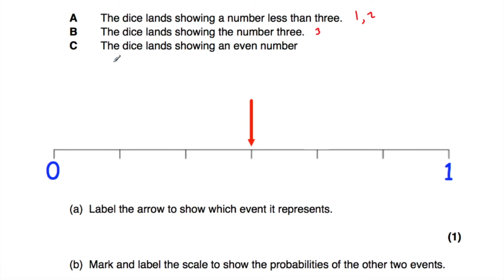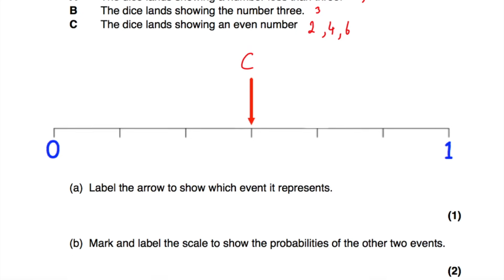And event C. Event C says the dice lands showing an even number. Well, there's a 2, a 4 and a 6. And that's 3 of the possible outcomes. 3 of the 6 of them. So that'd be 3/6 or a half. So that would be event C. It's an even chance of getting an even number when you roll a dice.